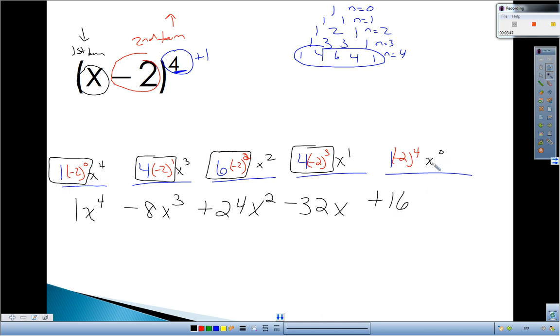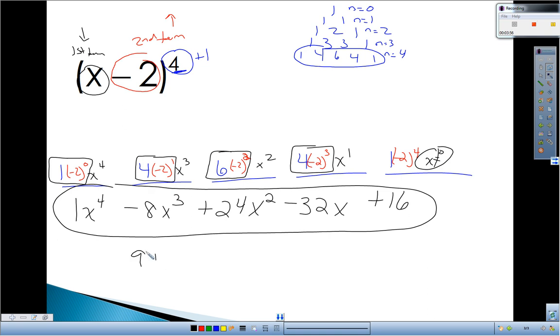And remember, anything to the 0 power, so x to the 0 power, is just 1. So 16 times 1 is 16. And there is my answer. Notice that this is a quintic polynomial, but that is my answer.